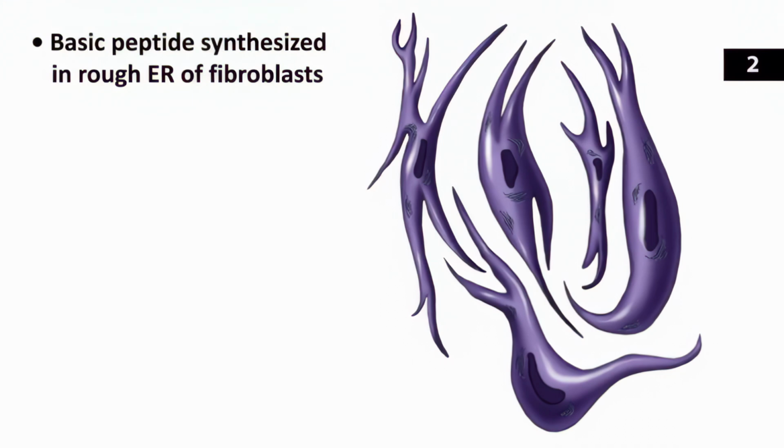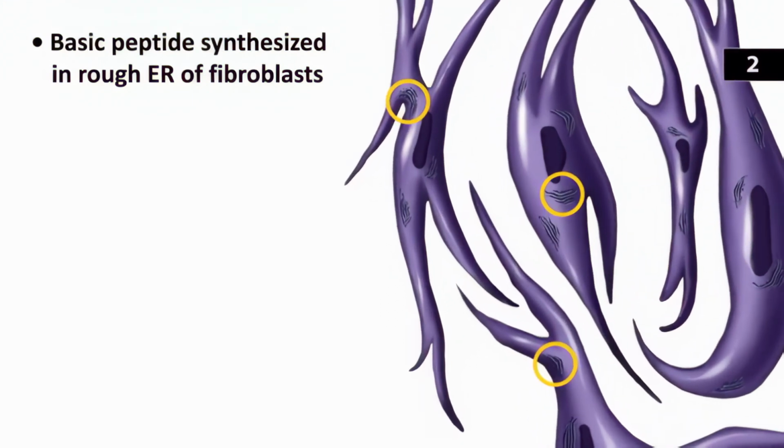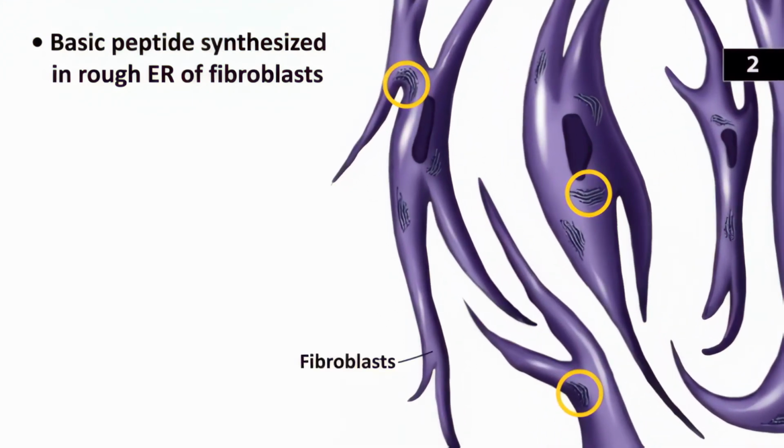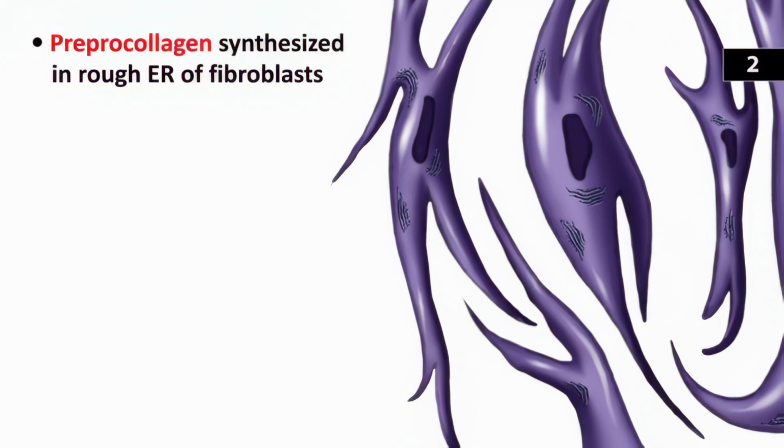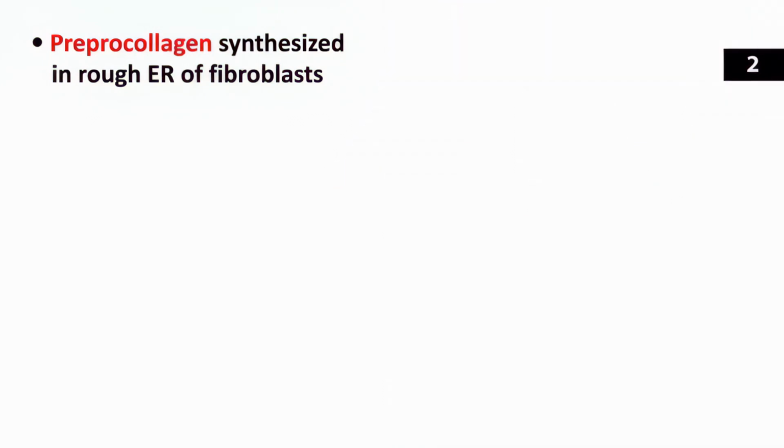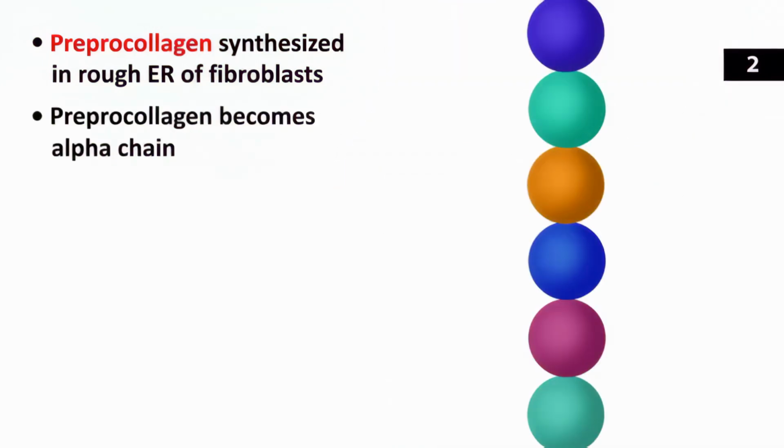First, the basic peptide is synthesized in the rough ER of fibroblasts. So what are fibroblasts? They're the cells that create scars and fibrous tissue and collagen. So they translate the mRNA and synthesize a polypeptide called pre-pro collagen. Lots of proteins are synthesized as propeptides, and then they're cleaved or modified to become the final protein. But this is actually first synthesized as a pre-pro collagen. This is going to become the alpha chain of the collagen.